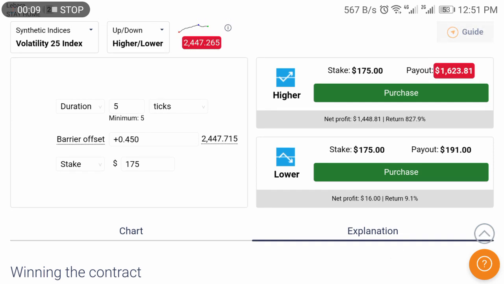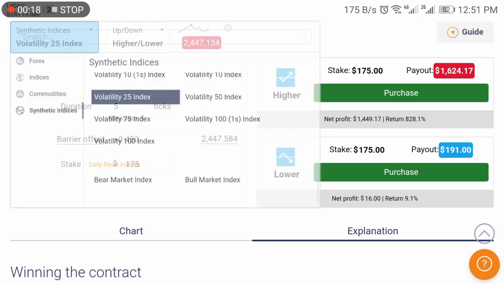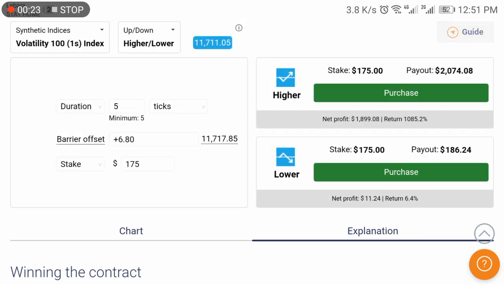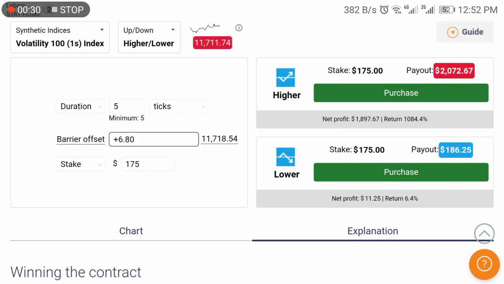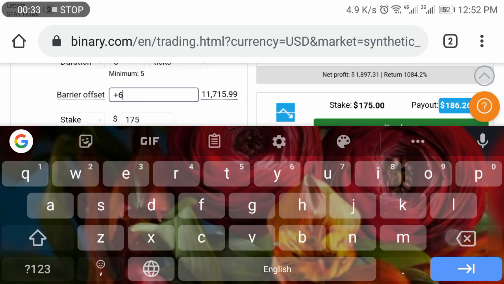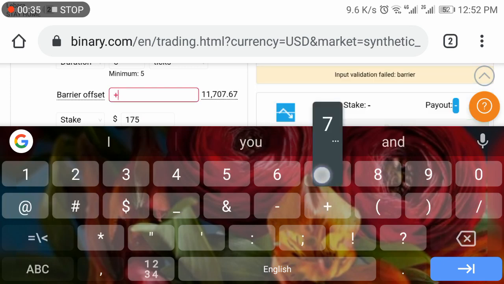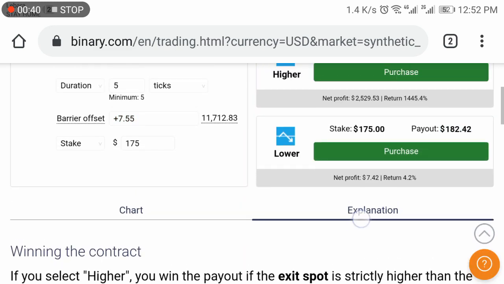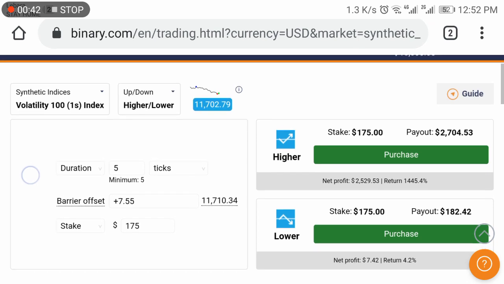As I promised, soon I will update you on the binary tick trading strategy. So today I'm going to show you how we trade successfully and face no loss. First of all, choose the pair 10-1 as index. Look here, and the strategy type is higher and lower, and the barrier offset will be 7.55. Make sure you have a faster internet connection.